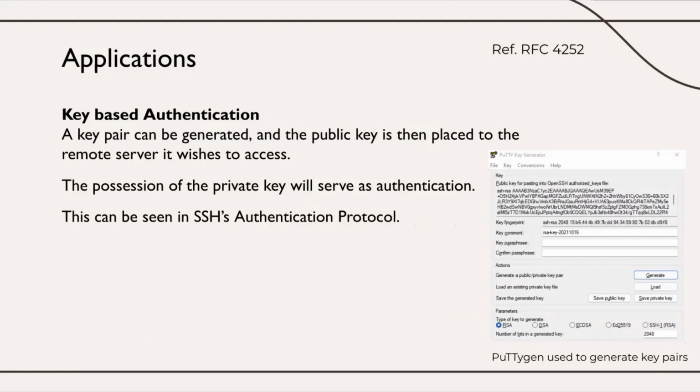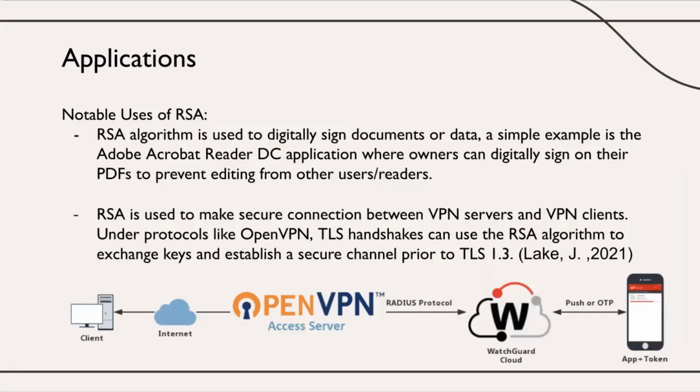Next, we'll talk about some notable uses of RSA. The RSA algorithm is used to digitally sign documents. A simple example for this would be the Adobe Acrobat Reader DC application, where owners can digitally sign their PDFs to prevent further editing from any other users or readers. RSA is also used to secure connections between VPN servers and clients. Under protocols like OpenVPN, TLS handshakes can use the RSA algorithm to exchange keys and establish a secure channel. However, this has been removed as of TLS 1.3.